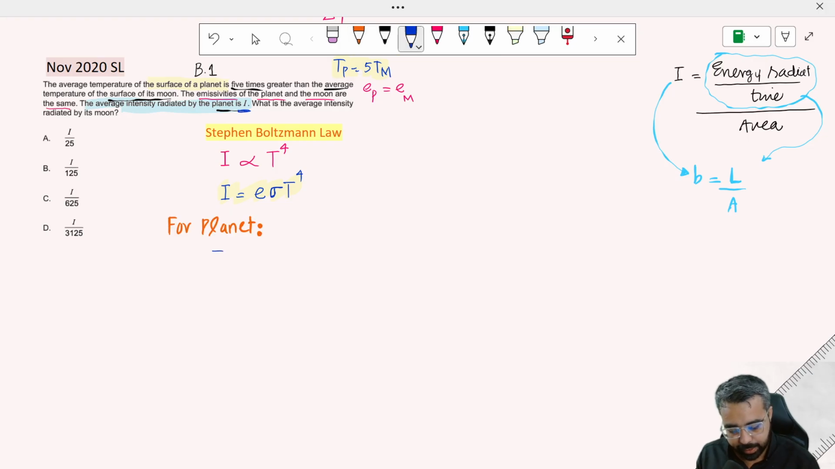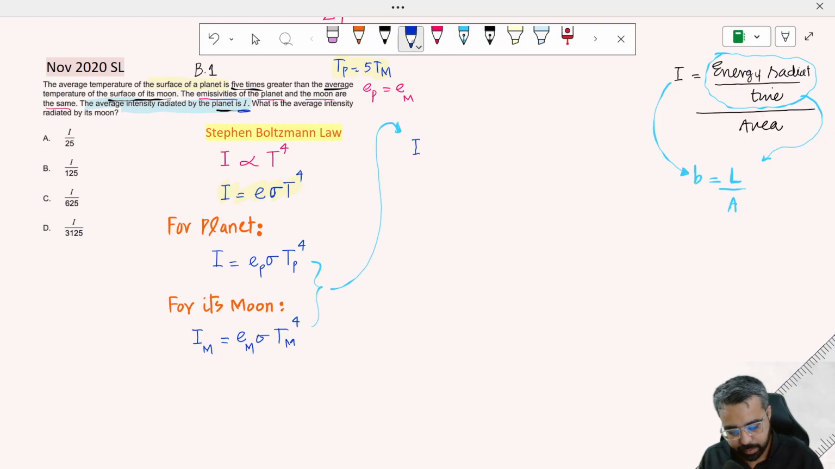So for the planet, I is equal to the emissivity of the planet, sigma is the same constant, and the temperature of the planet raised to power 4. The intensity of the moon should be equal to the emissivity of the moon, and by the way, both are the same, and T raised to power 4. So it's better if we take their ratios. Because we want to find the intensity of the moon, we will keep it in the numerator, divided by I, equals em sigma Tm raised to power 4 divided by the planet's expression.